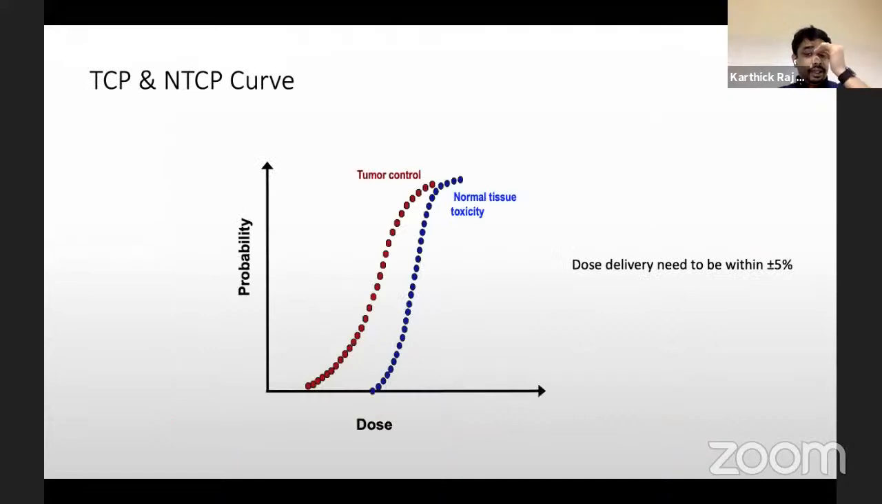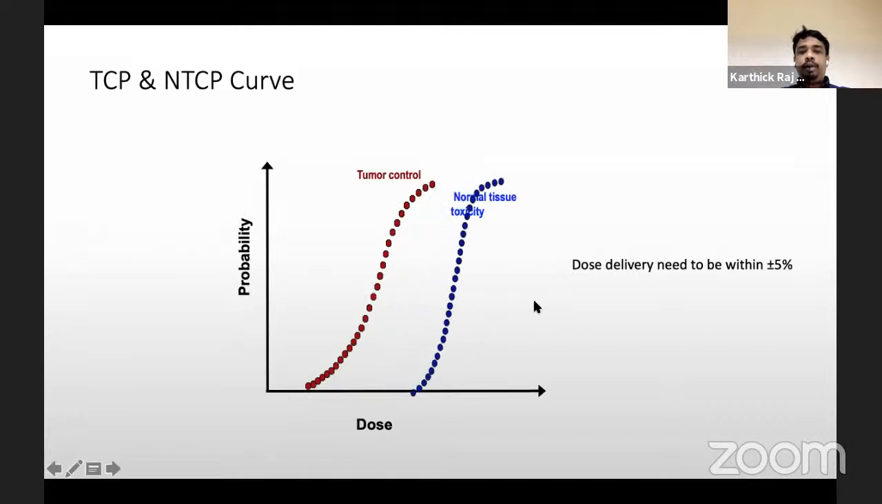Everyone is familiar with this curve. It's the TCP and NTCP curve. If you want to achieve a tumor control of around 80 or 90%, obviously the normal tissue toxicity will also be there. We are estimating around 10 to 20% probability of normal tissue toxicity. Using high-end, highly conformal radiotherapy, we are able to separate the tumor control and the normal tissue curves a little bit farther apart, so that I can achieve a higher tumor control with less normal tissue toxicity.